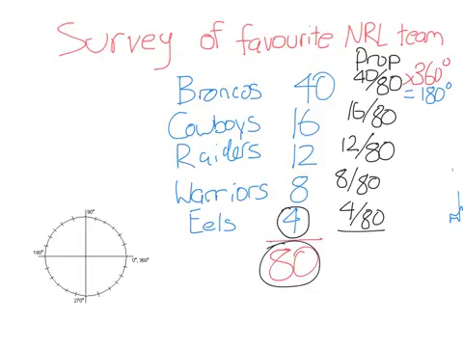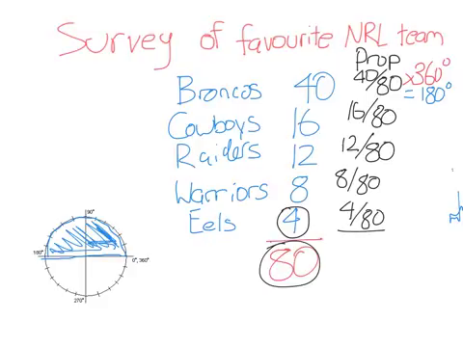So you might need your protractors for these. So I can draw here a 180 degree sector. So half of this sector is devoted to the Broncos. Now I do the same for the Cowboys. So their proportion was 16 over 80, which is a fifth. So I want to devote 1/5 of the circle, the pie chart, the sector graph, to the Cowboys.